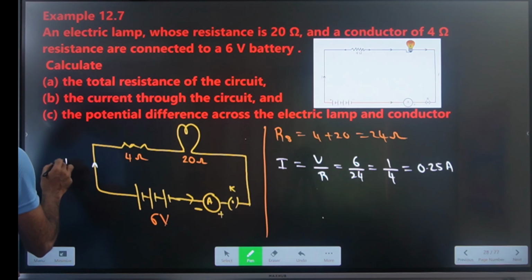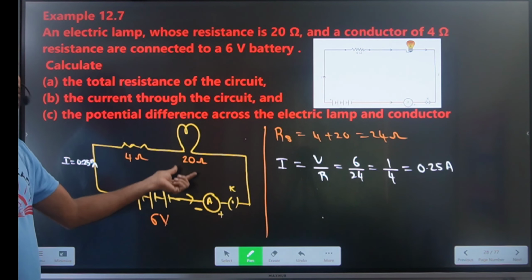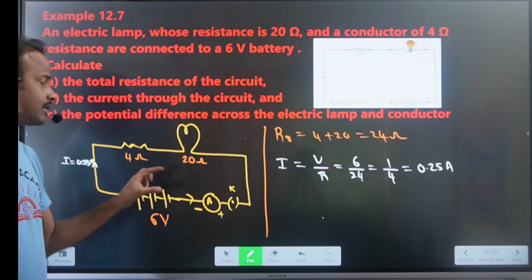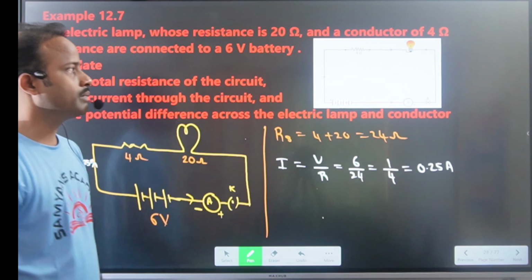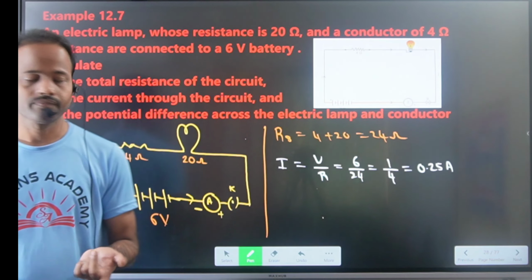What is the value of the current here? 0.25 ampere. Across the 4 ohm resistor it is the same value, and across the 20 ohm resistor also the current value is the same, 0.25 ampere. In the series combination the current value is the same, right?